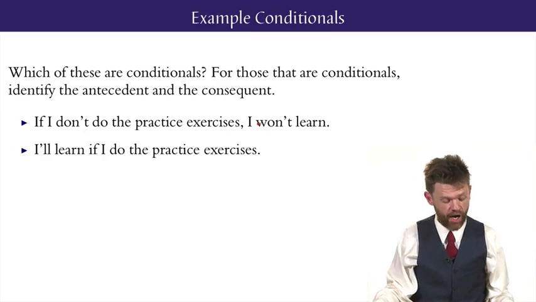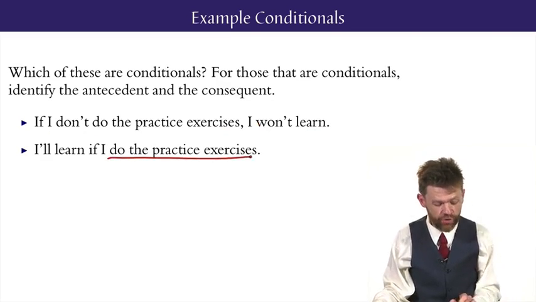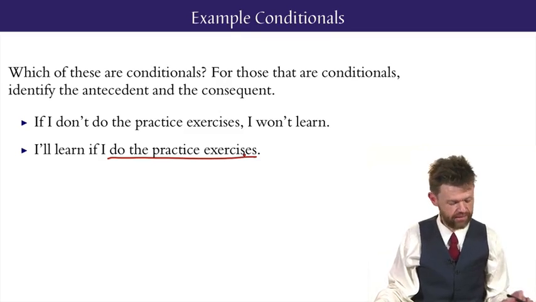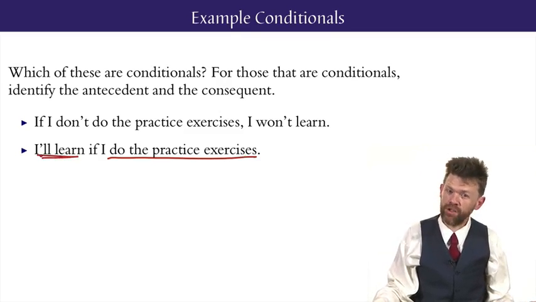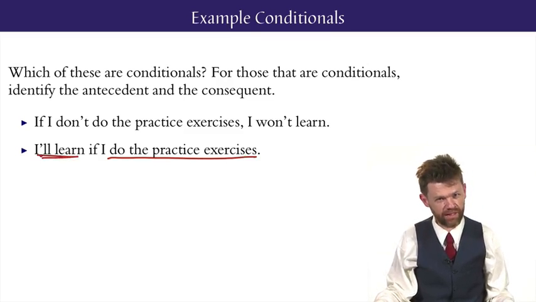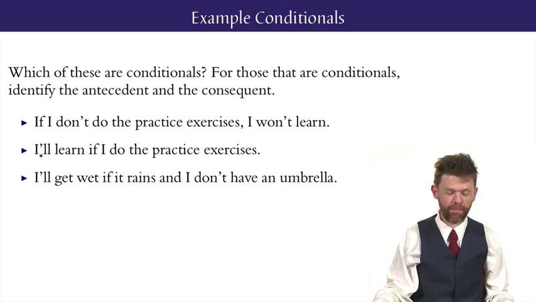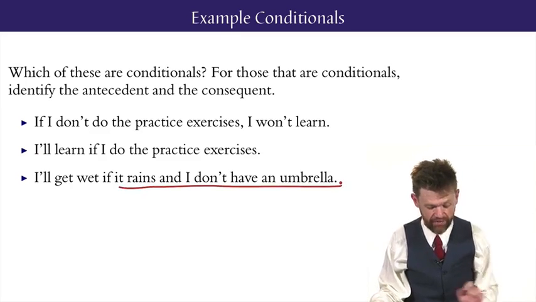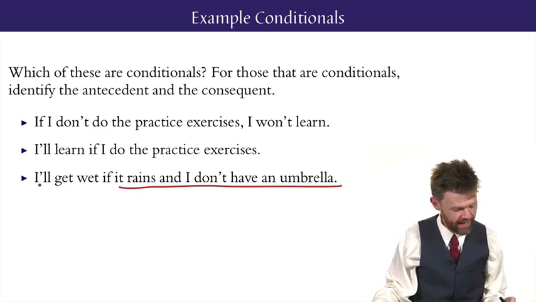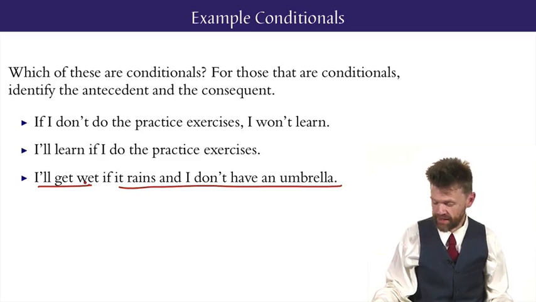On the other hand, we could say, I'll learn if I do the practice exercises. In this case, I do the practice exercises is the antecedent, and the consequent is I'll learn. And you'll notice in this case, the consequent comes up first. Or I might say, I'll get wet if it rains and I don't have an umbrella. In this case, this could either be a conditional, which says, if it rains and I don't have an umbrella as the antecedent, and I'll get wet is the consequent. In that case, it's an if-then statement.